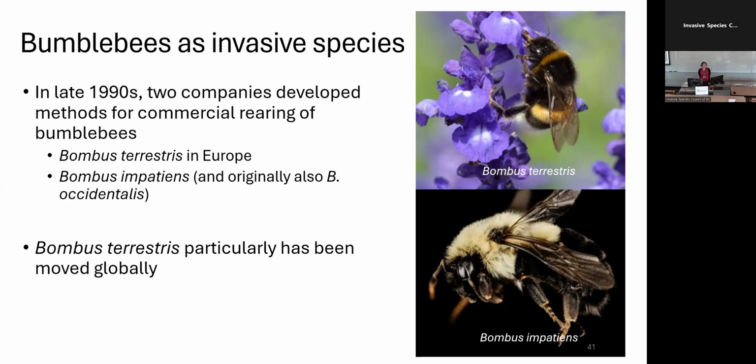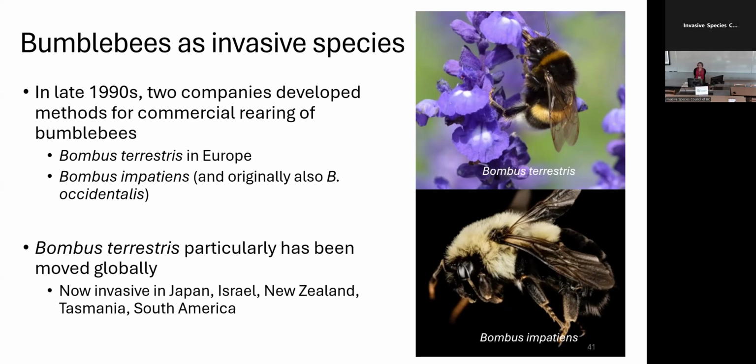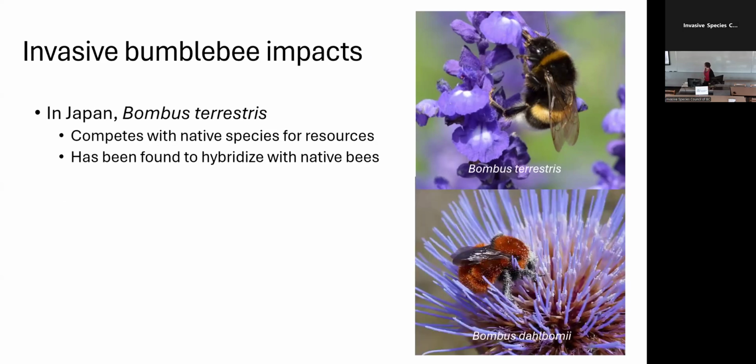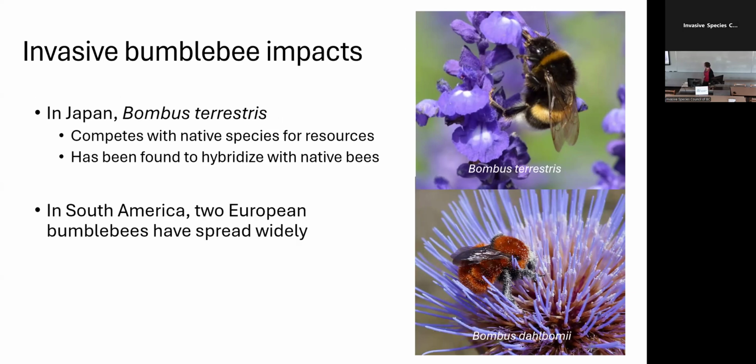And terrestris particularly has been moved globally. It's invasive in Japan, Israel, New Zealand, Tasmania, and South America. And in these places, there are documented impacts on the native species. In Japan, Bombus terrestris not only competes with native species for resources, but it's more alarmingly been found to hybridize with native species. In South America, there's actually 2 European bumblebees that have spread widely.